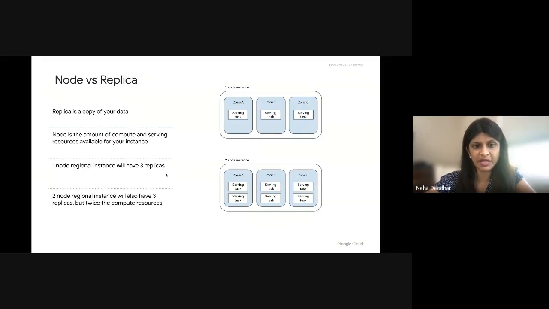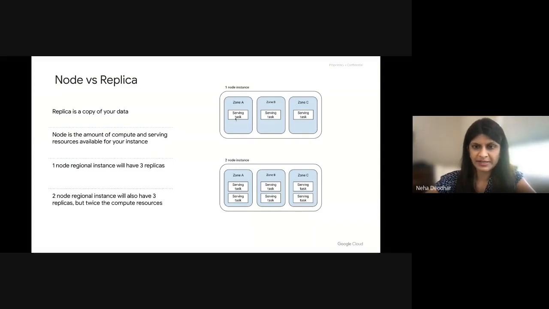A node is the amount of compute and serving resources that are available for your instance. So when you set up a Cloud Spanner instance, you can specify the number of nodes that you want for your instance. And this number of nodes only specifies how much compute power you're going to get. So a 1000 node instance has a lot more compute power than a 1 node instance.